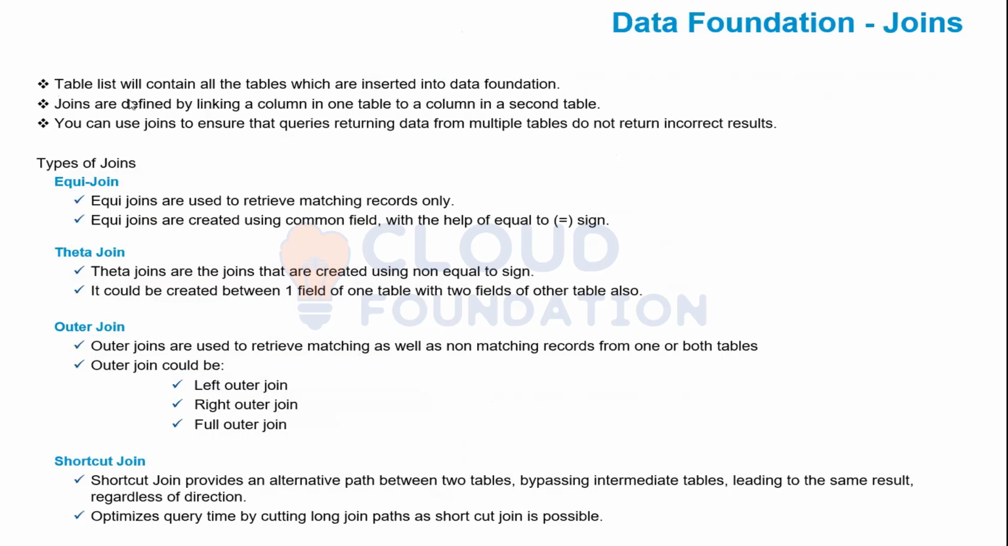Here, as I told you, the join concept is very important. Joins mean we will join one table with another table. Equi joins are used to retrieve matching records only, so whatever is matching from both tables, we will get the output of them only. Outer joins are left outer join, right outer join, and full outer join. If we select left outer join, whatever is matching from the right table and everything from the left table will come into the output.